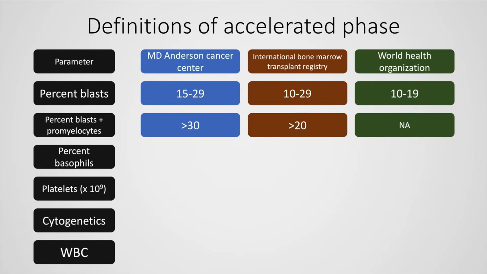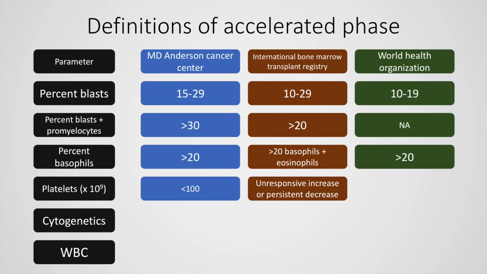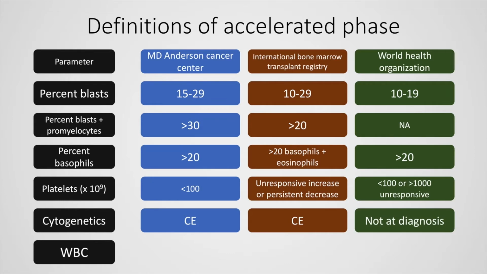Percentage of basophils is more than 20% according to MD Anderson Cancer Center, whereas it is more than 20% basophils plus eosinophils according to the IBMTR. Basophils is again clocked at 20% for WHO definition. The platelet count for the three institutions is as described. Clonal evolution, according to MD Anderson Cancer Center and the bone marrow transplant registry, cytogenetics is not recommended by WHO at the time of diagnosis.